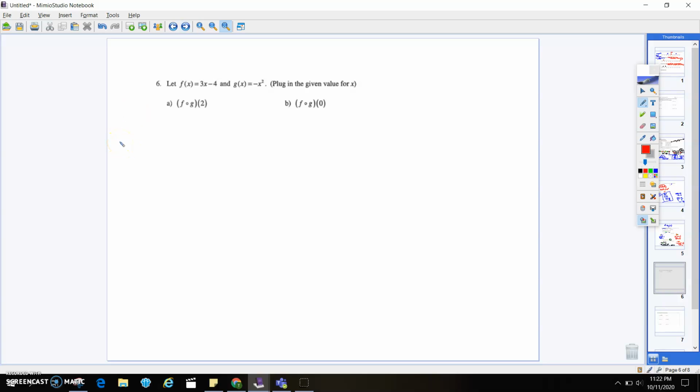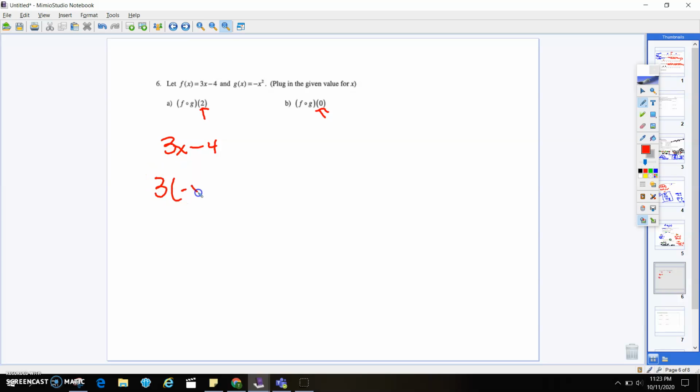Alright, so on number 6, we're basically doing the exact same thing. The only difference now is there's actually a number in here. Okay, so once you get to the end, you're going to plug that number in. So for instance, on the first one, we're going to write out what f is, and then we're going to plug g in for this x.